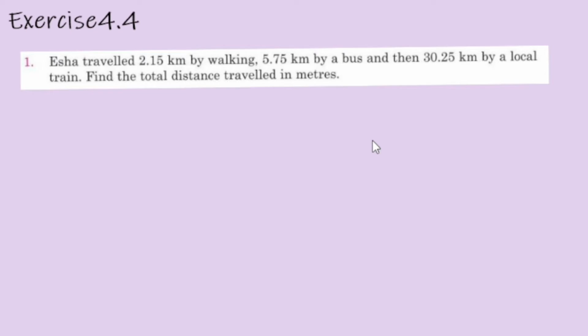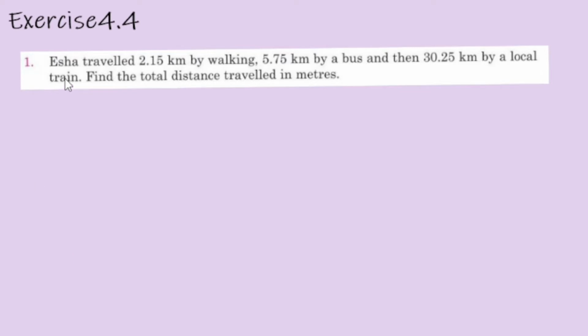Okay, so here we have to find the total distance traveled. So to find the total distance, we have to add 3: the distance traveled in bus, the distance traveled in train, as well as the distance covered by walking. These 3 we have to add. Then that answer we will get in kilometer, that we have to convert into meter. How to convert kilometer into meter? Multiply by 1000. So first you have to frame the statement.